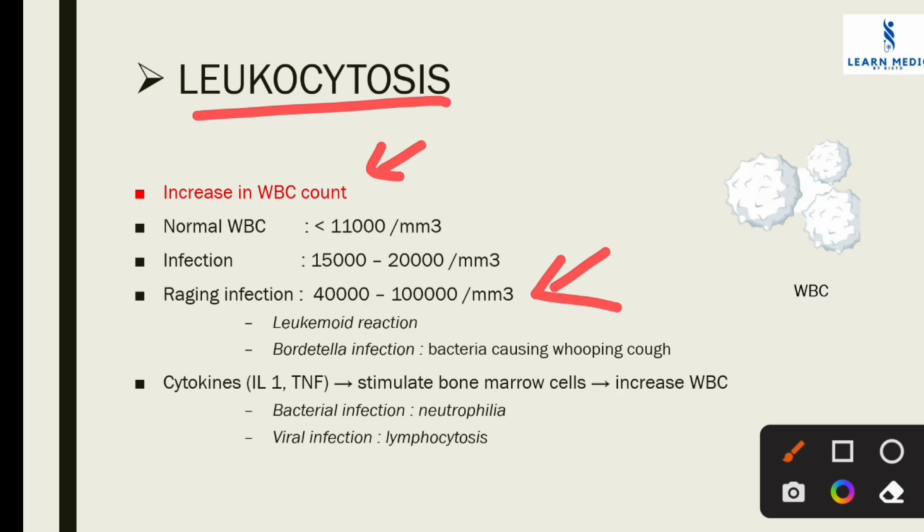It is regulated by the cytokines. Before we discuss interleukins and tumor necrosis factor, there are cytokines that stimulate the bone marrow cells, and the bone marrow cells increase the WBC. So for any bacterial infection, we have neutrophilia, that is, the amount of neutrophils is increasing. For any viral infection, lymphocytosis occurs, that is, the amount of lymphocytes is increasing. These are components of the WBC, so according to the infection, the component that rises may change.